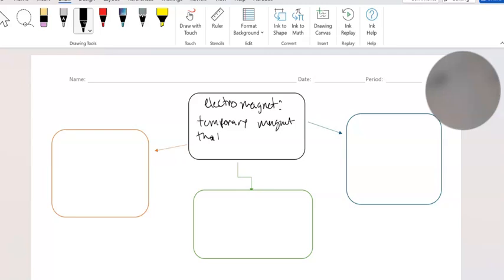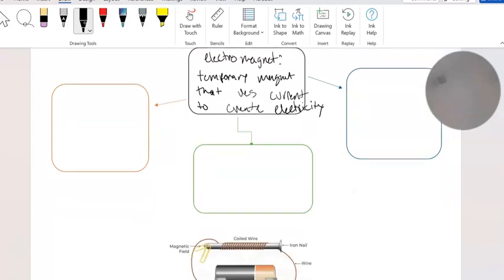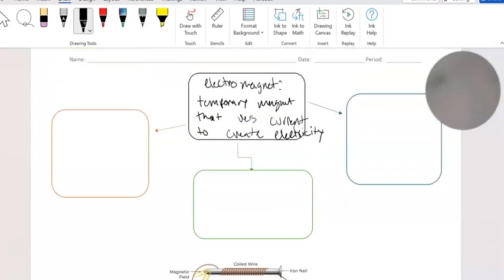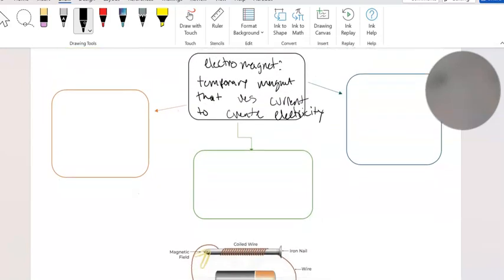that uses current to create electricity. Okay. Now there's three major components to an electromagnet. If you look at the electromagnet, there's three things that we really need. One of them is current. Here we need electricity running through a wire, to ultimately create some kind of magnetism.